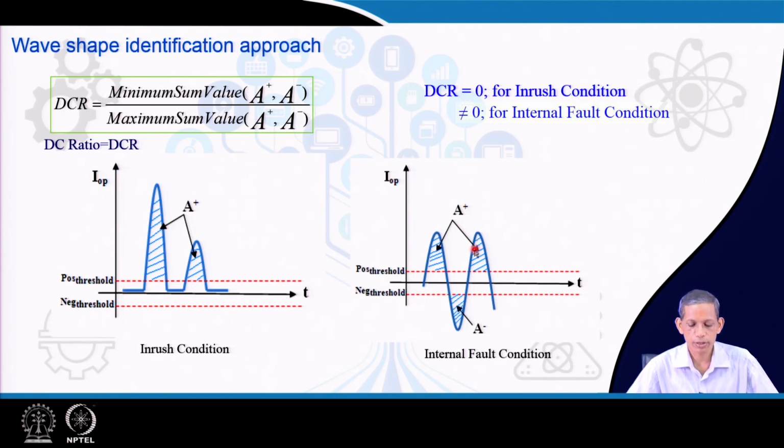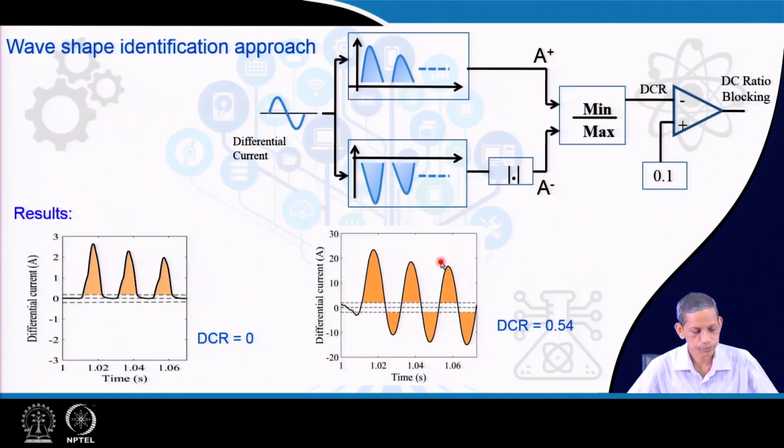In case of an internal fault, the corresponding waveform is very close to sinusoidal. After filtering out the decaying DC, for an internal fault the A positive and A negative are very close to each other, and the ratio becomes 1. So the DCR value reveals whether it is an inrush situation or an internal fault situation, and it can discriminate effectively. The concept behind it is the waveshape approach. Wave shapes for inrush are completely different from the sinusoidal nature of the internal fault.